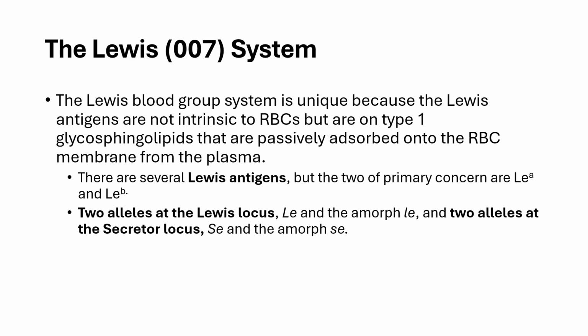So the Lewis locus has 2 alleles: capital L, lowercase e, which is the functional, and lowercase l, lowercase e, which is the amorphic, non-functional one. They also have the secretor locus, so there are 2 alleles with the capital S, lowercase e, which is, again, the functional, and lowercase s, lowercase e, which is the amorphic or non-functional gene.